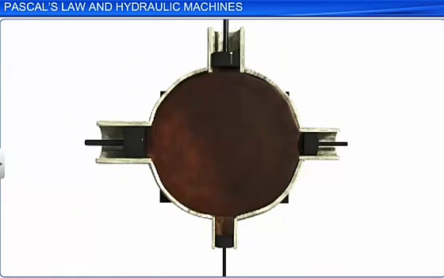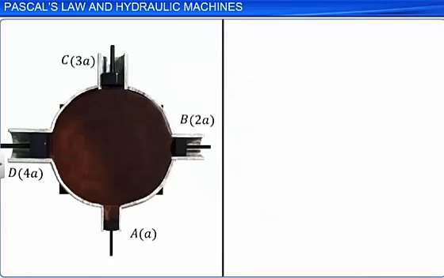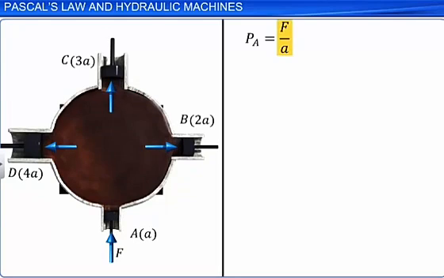Consider a spherical vessel containing 4 cylindrical tubes A, B, C and D of area of cross-section A, 2A, 3A and 4A. Each of these openings is fitted with an airtight piston. Let piston A be pushed with a force F. Then the pressure on the piston is F by A. Pistons B, C and D move out due to this pressure.